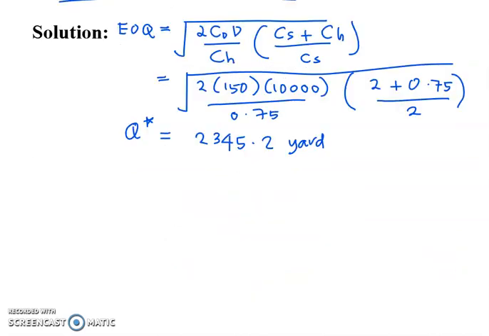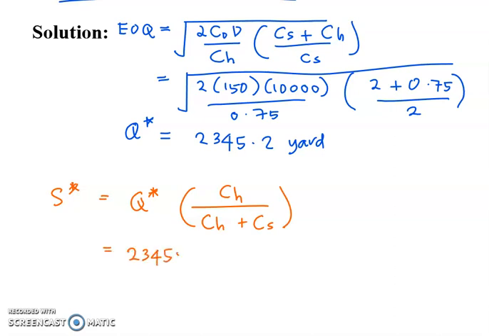Okay, so now for the optimal shortage level, this is Q optimal times the holding cost divided by holding cost plus the shortage cost. So 2345.2 times the holding cost, which is 0.75, over the holding cost plus the shortage cost, which is 2. So we have 639.6.